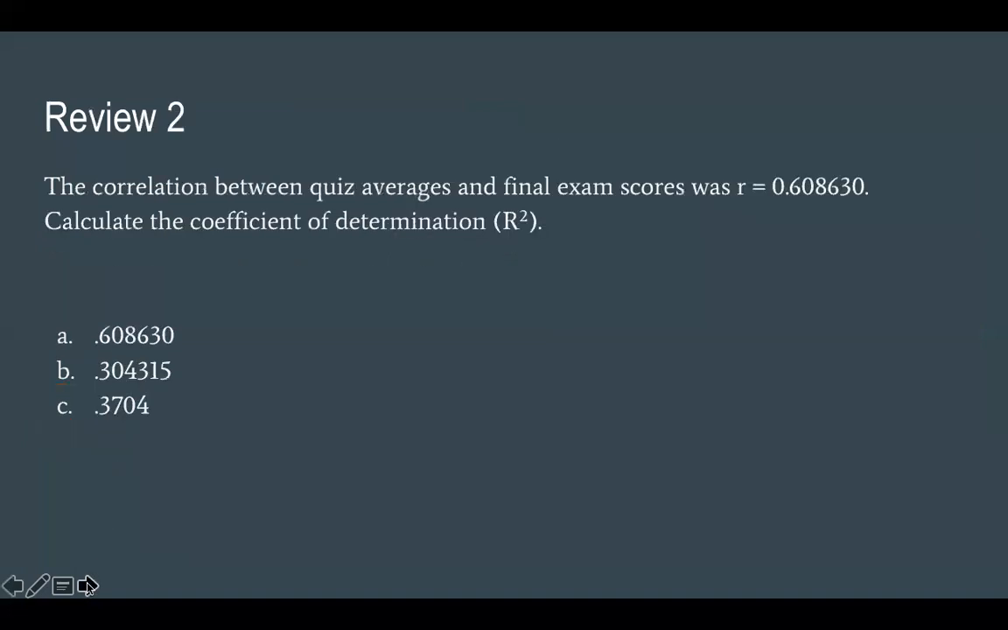So good job. Second review, the correlation between quiz averages and final exam scores was r equals 0.60863. Calculate the coefficient of determination.